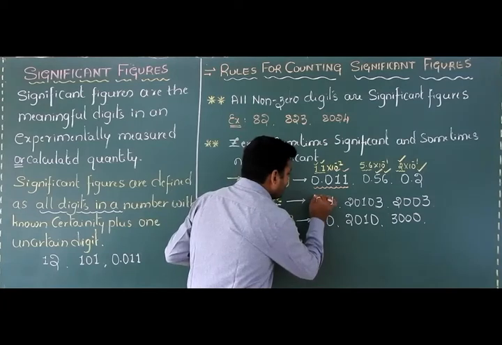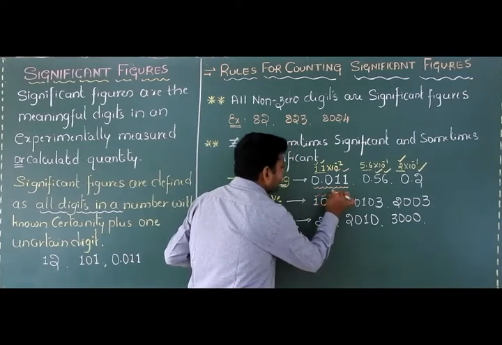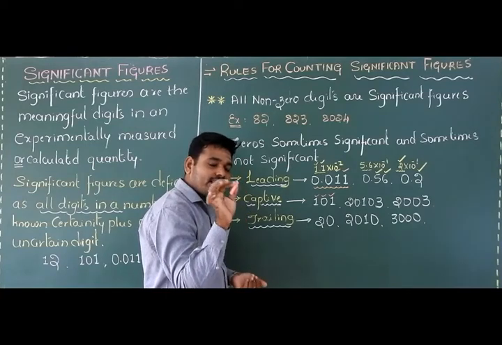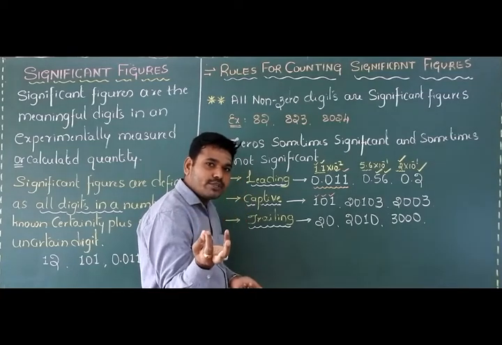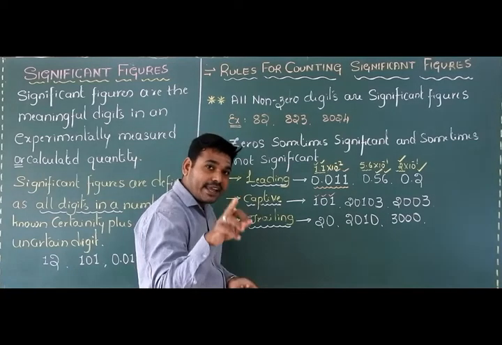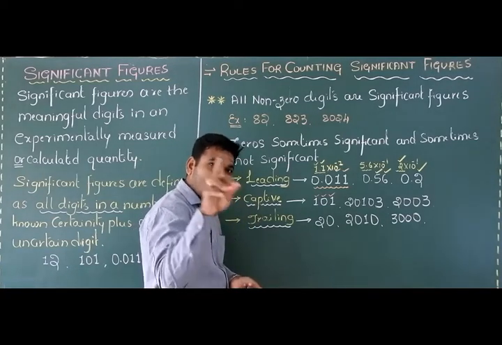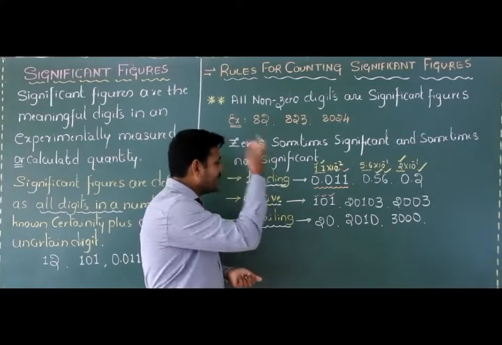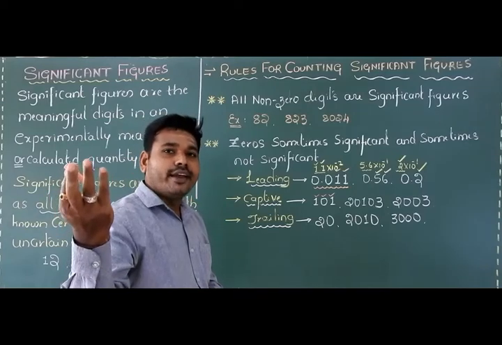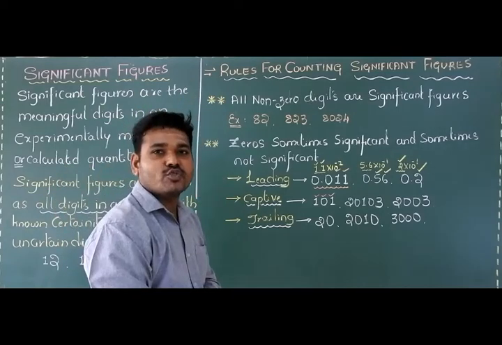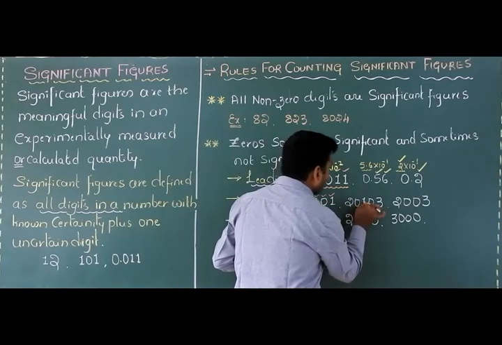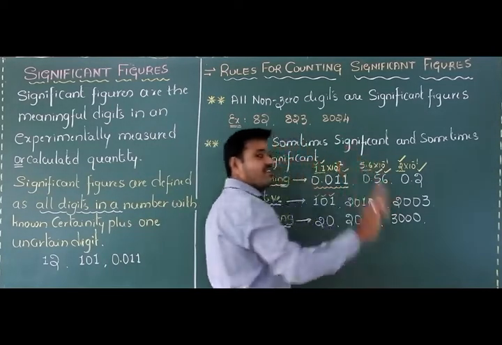And examples are already given here: 101. So 101 contains 3 significant figures. And the zero which is present in this given number is a captive zero. The zero is placed between the two non-zero digits. So that's why the zero is counted as a significant figure in this concept. 101 has three significant figures, students. Similarly, the second example is 20103. This is the given number.